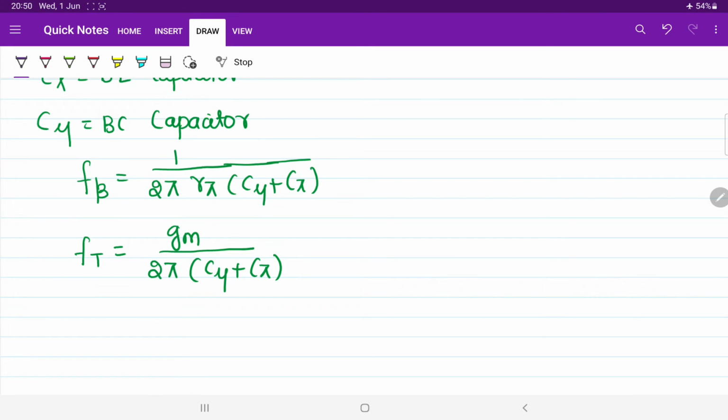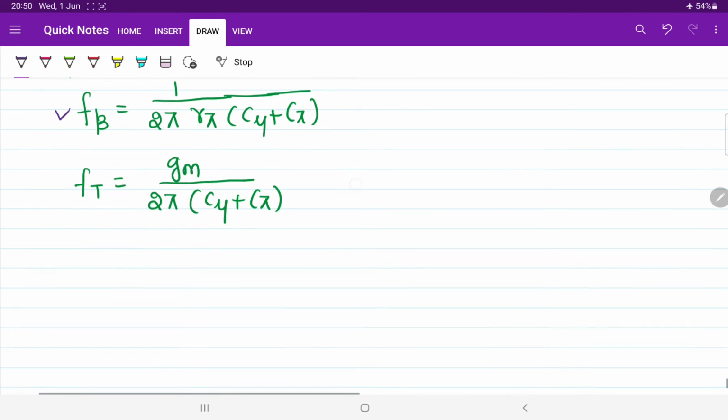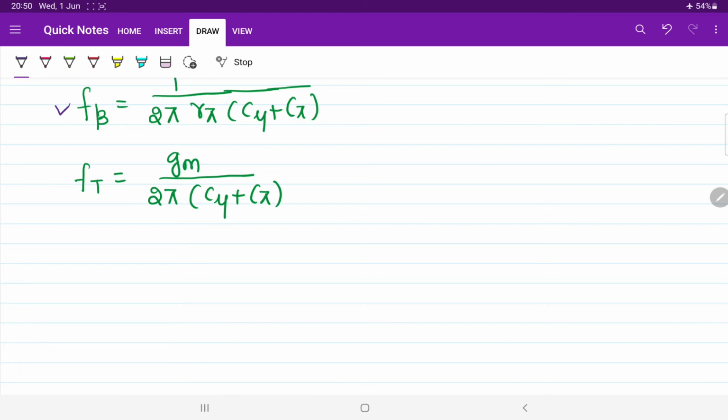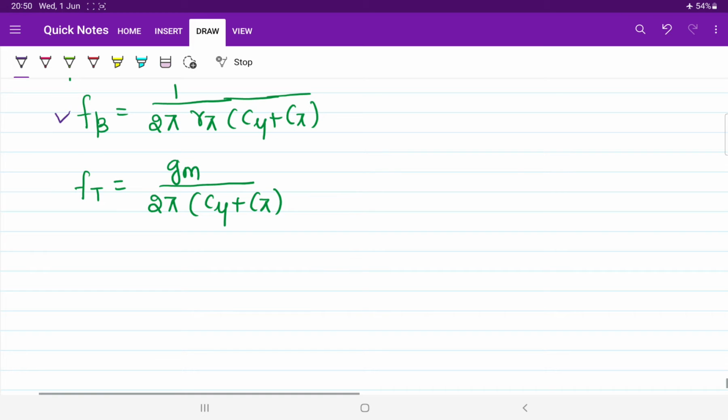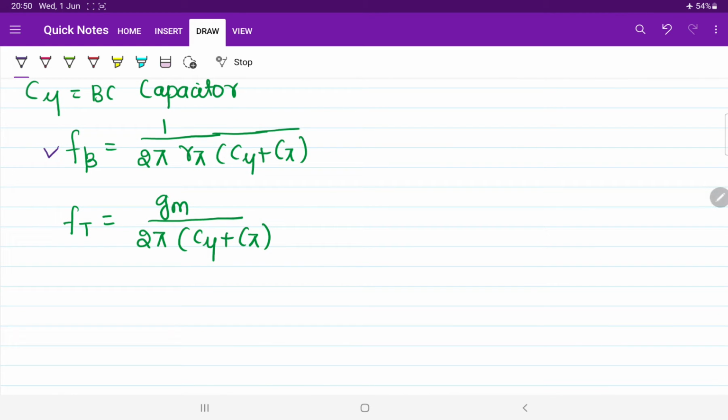So here it is very important to know two different frequencies. First, what I am telling is the beta cutoff frequency, that is the 3 dB frequency. Another one is Ft, that is unity gain frequency or unity gain bandwidth. After that, now it's time to bring the relation between beta cutoff frequency and the unity gain bandwidth. So this is called unity gain bandwidth.